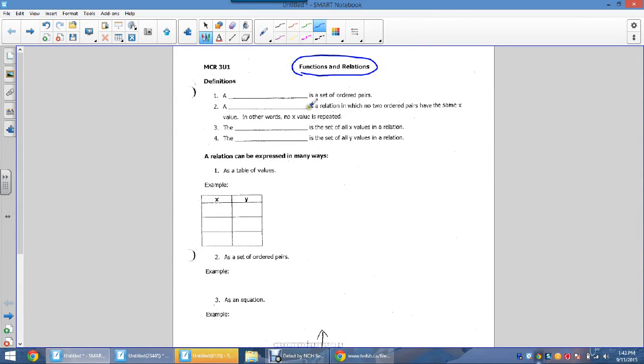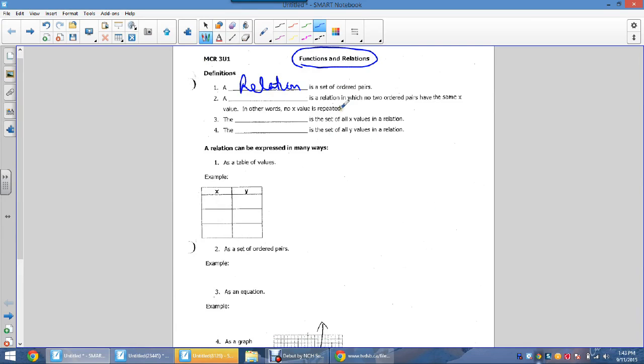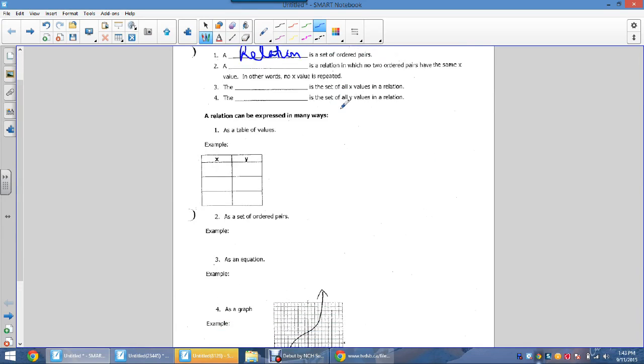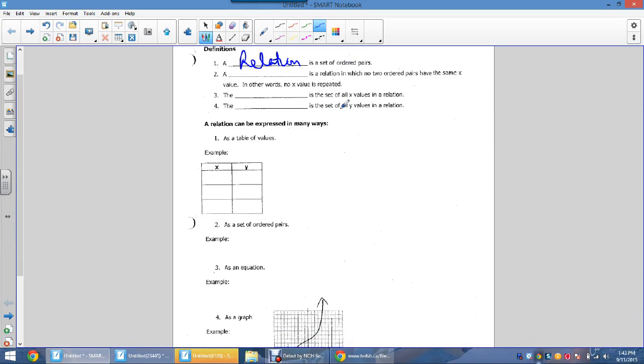Anyway, a relation is a set of ordered pairs. So this is the note from the class. Relation is a set of ordered pairs. And I'm going to skip through this stuff. You can check it out in class when we do it. But a function is a special relation where no x value is repeated.